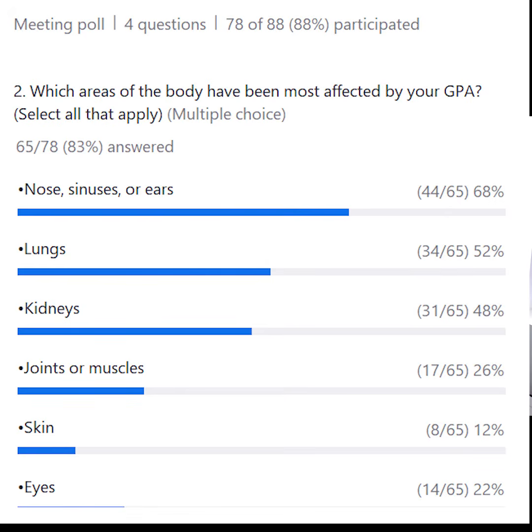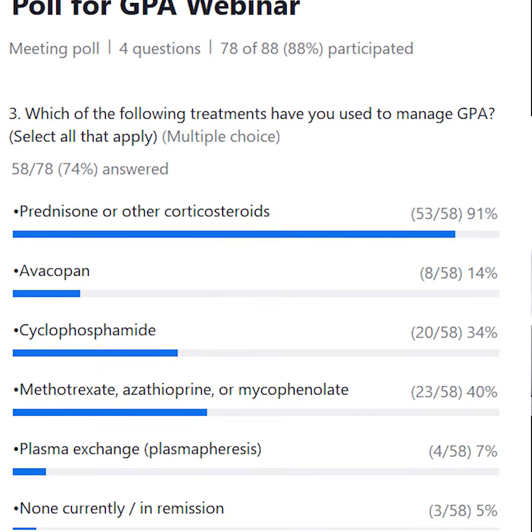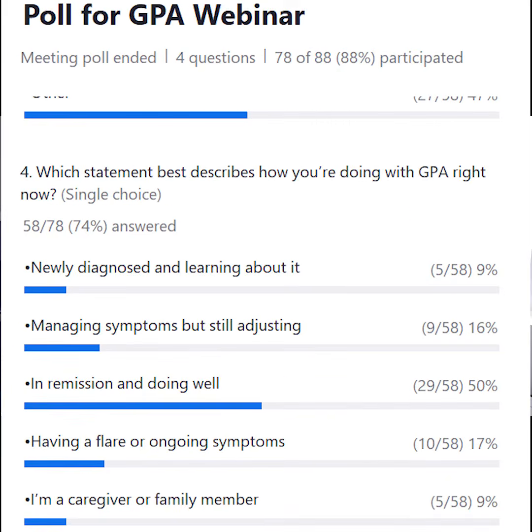So this is a really good representative sample of patients who have vasculitis, and similar with the treatment distribution. The vast majority of people have received some sort of prednisone or other corticosteroids, and then a good number of people have received our newest medication, Avacopan, which is super interesting. So no, that's really exciting. And also lastly, great to see so many people are in remission and doing really well. But I'm excited to give some education and talk to those people who are not.